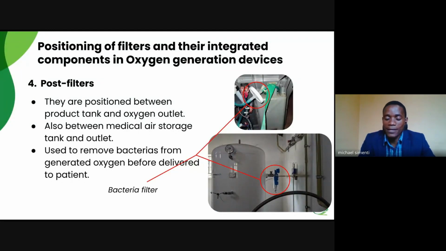What you see to the left is the oxygen storage tank. The bacteria filter comes just between the oxygen storage tank and the patient outlet. If it's a PSA plant, it depends on where the piping has gone. If it has gone to the manifold for filling the cylinders, or to the backup manifold, or directly to the patient wards, the bacteria filter comes in between because it is there to remove any bacteria before the oxygen is delivered to the patient. And for the medical air, there is also another bacteria filter put between the medical air storage tank and the patient outlet, because I understand that there are some conditions where patients require medical air only. So that medical air also has to be filtered using these bacteria filters.